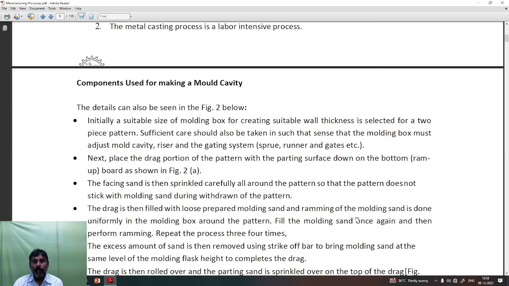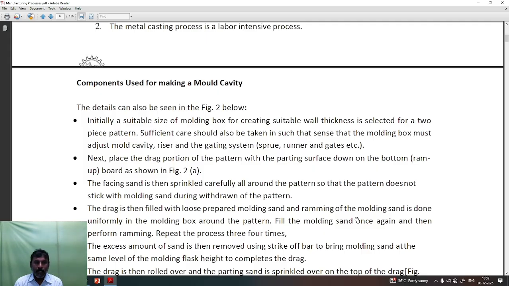The common procedure for making a mold cavity is as follows. Initially a suitable size of mold box for creating suitable wall thickness is selected for a two-piece pattern. Sufficient care should also be taken that the molding box must accommodate the mold cavity, riser and the gating systems, that is runners and gates, etc.